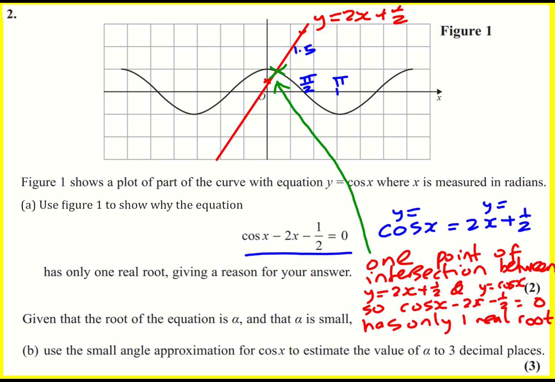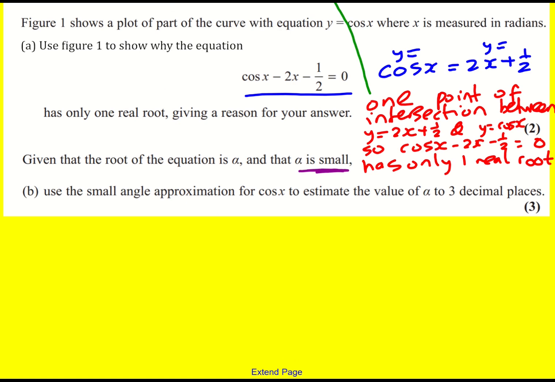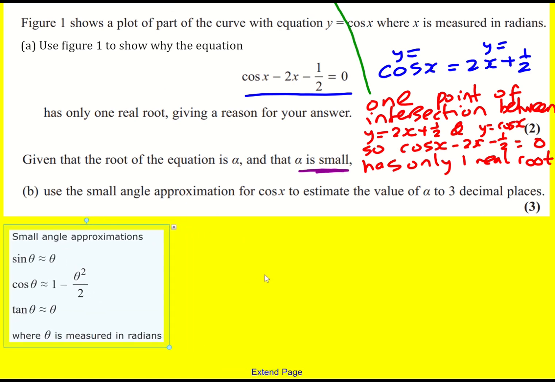We're told that this root is alpha, and that alpha is small, and then asked to use the small angle approximation for cos x to estimate it to 3 decimal places. So here are our small angle approximations. You can write sine, cos, and tan as infinite series, and then for small angles, just truncate and take the first few terms. In the case of sine and tan, the first term. In the case of cos, the first two terms, because that second term is the one involving theta.